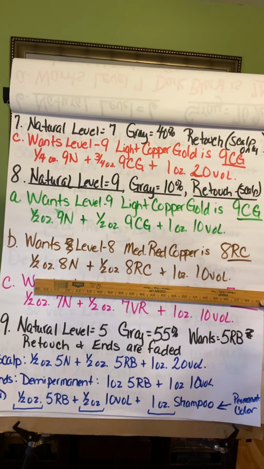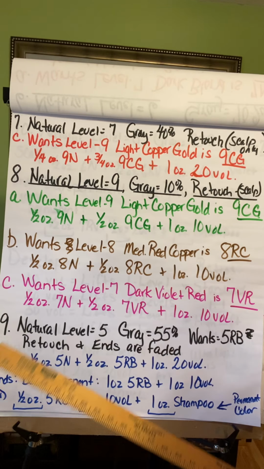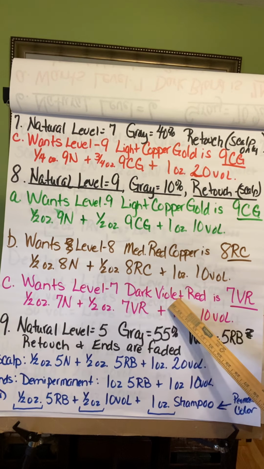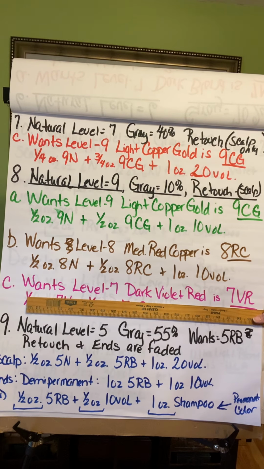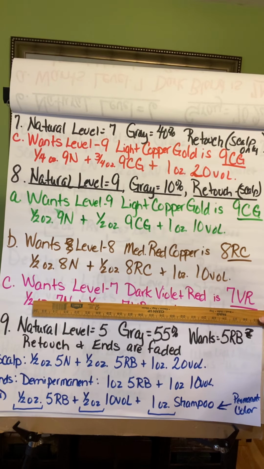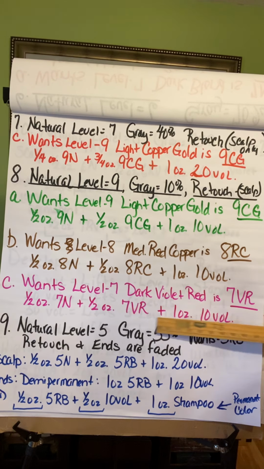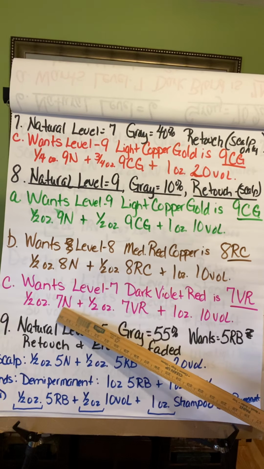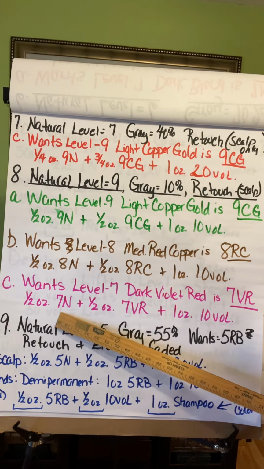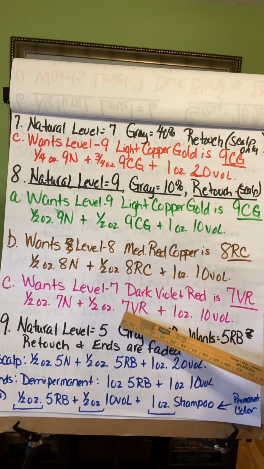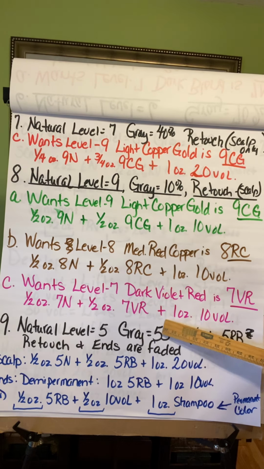Okay? All right, C. She wants to be a level 7 dark violet red. Violet red is in the red family, so that automatically tells me that I am going to have to add some natural into her formula. So it's written as 7VR. So 1/2 ounce of 7N, 7 because that's the level she wants. 1/2 ounce of 7N plus 1/2 ounce of 7VR plus 1 ounce of 10 volume developer.